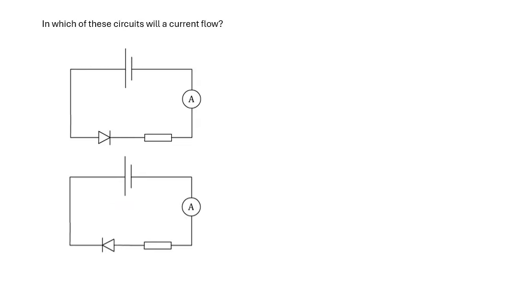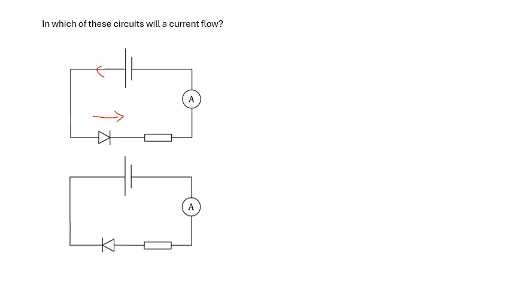Diodes. Now, in which of these circuits will a current flow? If you've been watching my videos, you should be able to answer this, and the answer is in the first one. Why? Because the current wants to flow from positive to negative. So the current wants to flow that way around the circuit. So here, yeah, no problem. So current flows through the diode.